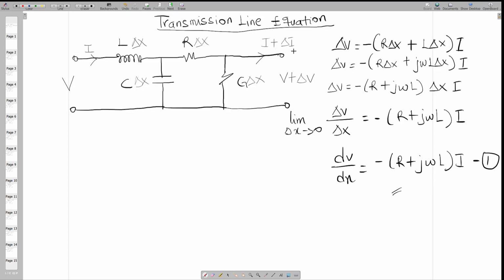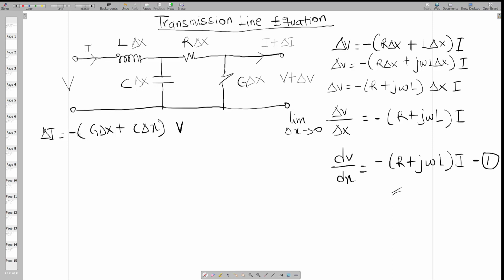Right. Let's look at what delta I will be like. For delta I, the current flowing from this side, there will be some current flowing through this capacitor and this conductor over here. So my equation will be G delta X plus C delta X, all multiplying V, because they are across this C, and this G is across this voltage. So that's why I have V here.